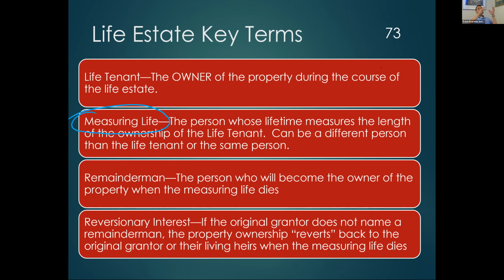Tasha owns this property until Tasha dies. Well, we said Tasha was the life tenant because she owns the property for a limited amount of time. Guess what she also is? Measuring. She's also the measuring life. Does that make sense for everybody?